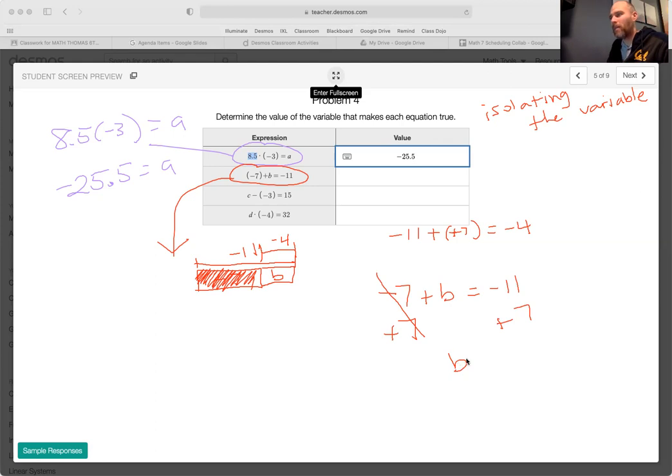And so I still have my B. My equal sign comes straight down. And then -11 plus 7 equals -4. So it's just another way of getting that same answer.